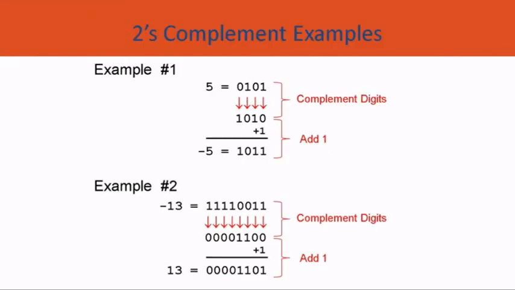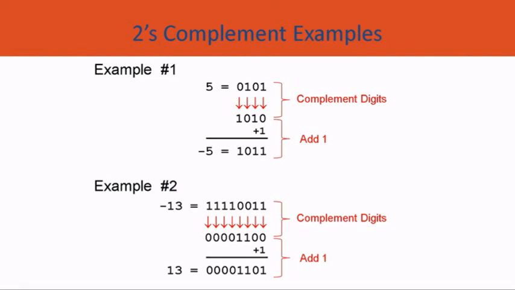Let's have another example. Let's say we have negative 5, and we want to convert negative 5 to its equivalent negative binary number using 2's complement. Again, the first thing to do is to get the binary equivalent of 5, which is 0101. The second step is to flip each bit. If it's 1, it will become 0, and if it's 0, it will become 1. So 0 became 1, 1 became 0, 0 became 1, and 1 became 0. The third step is we're going to add 1.